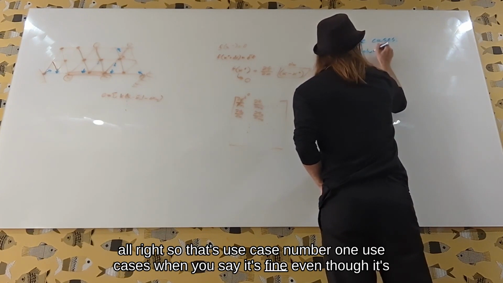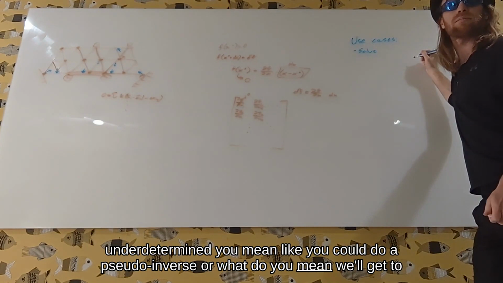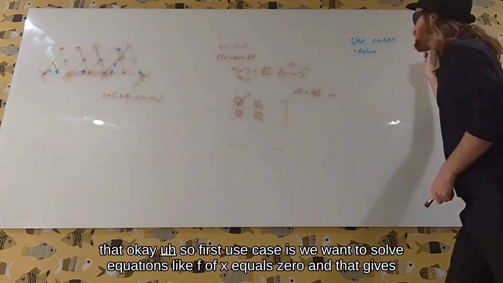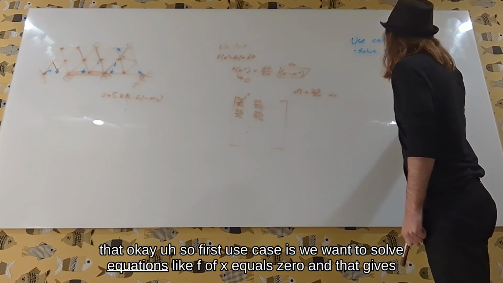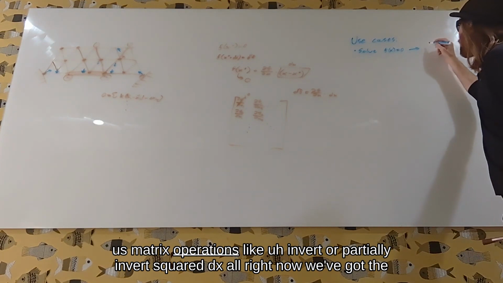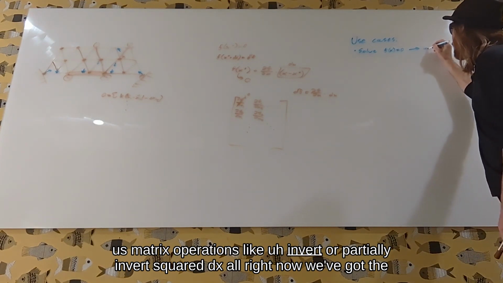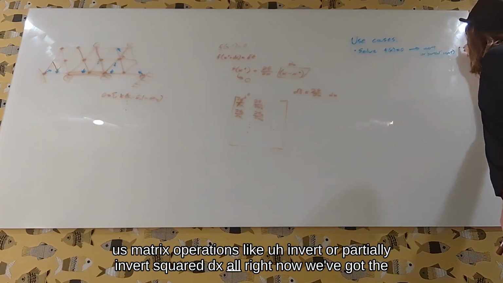When you say it's fine, even though it's underdetermined, you mean like you could do a pseudo inverse, or what do you mean? We'll get to that. Okay. So first use case is we want to solve equations like f of x equals 0, and that gives us matrix operations like invert or partially invert, square-ish, df dx.